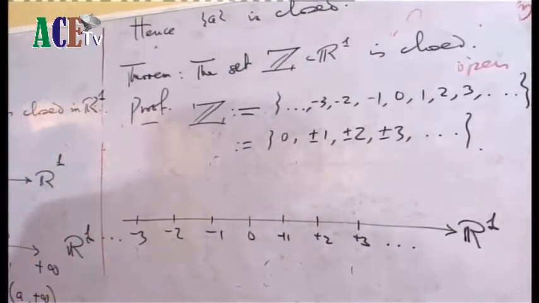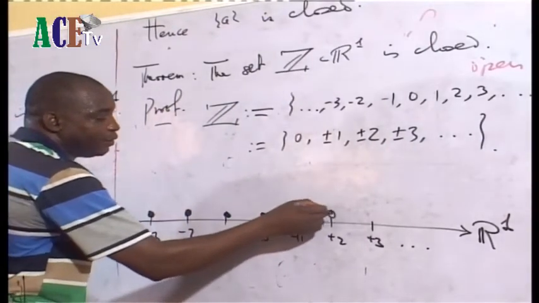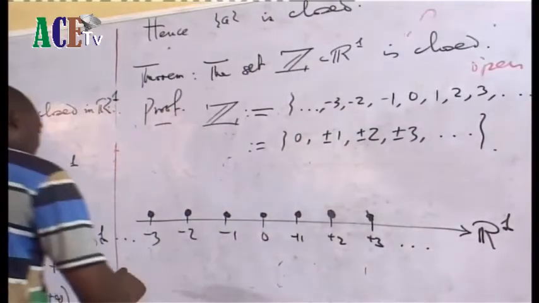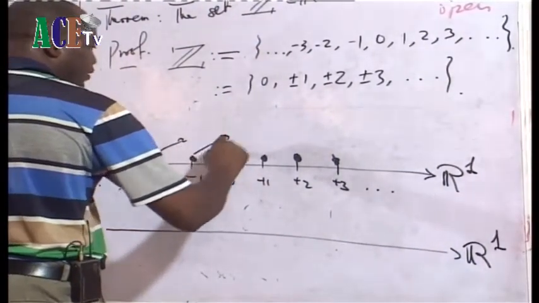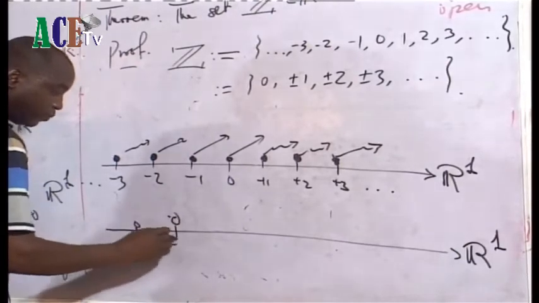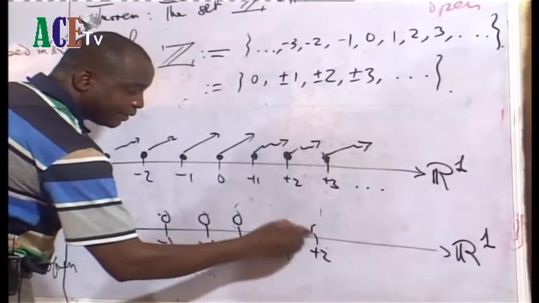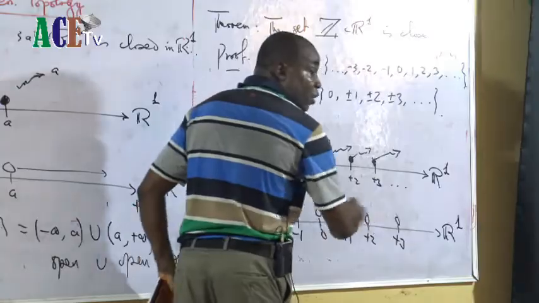Now, all the points I'm shading here are integers. What happens if I remove these points from the real line? All of them will be open. So let's remove all the integers. What are we going to get? You will get minus 3, open, minus 2, open, minus 1, open, 0, open, plus 1, open, plus 2, open, plus 3, open. Of course, what are we going to be left with? We are going to have the open intervals between each of these.